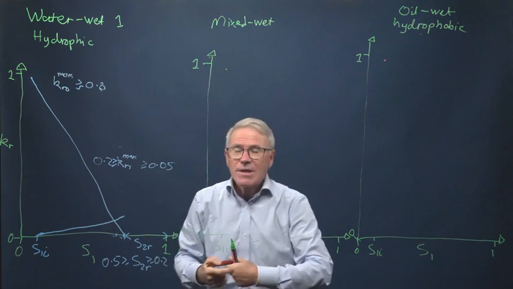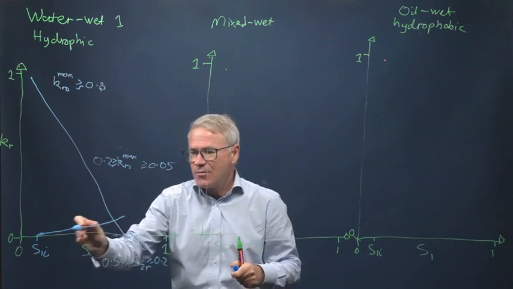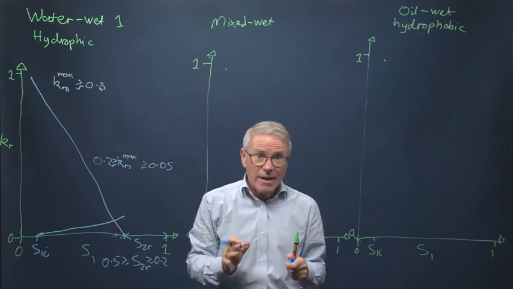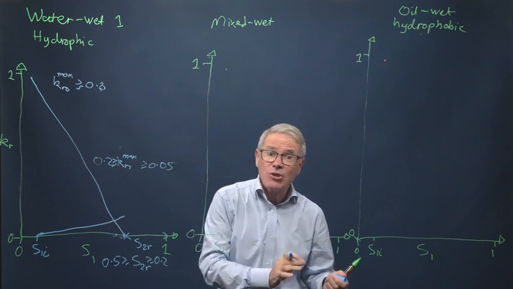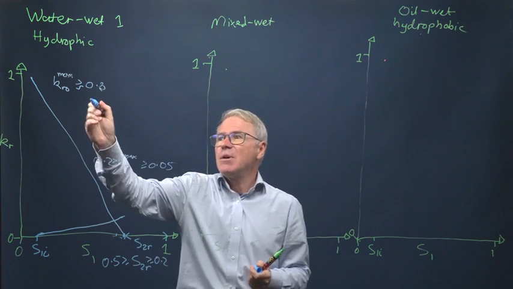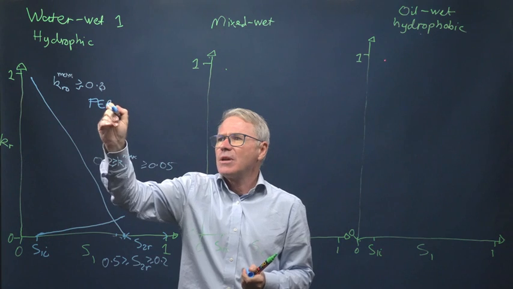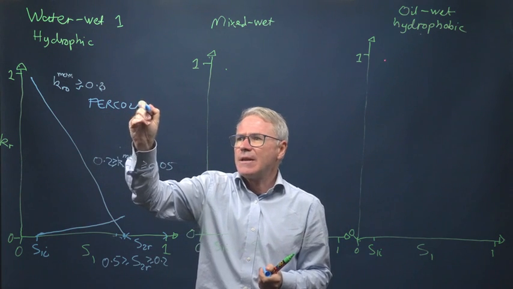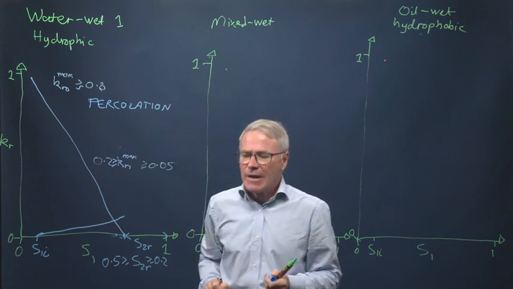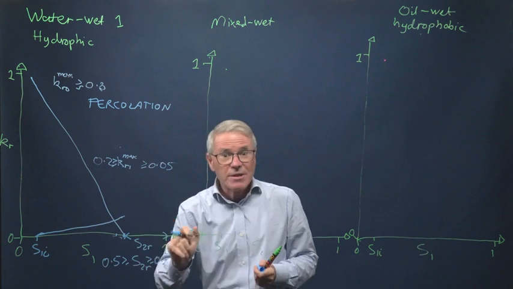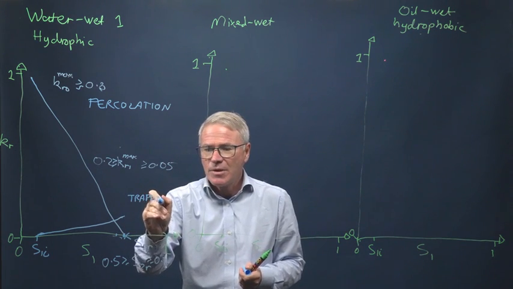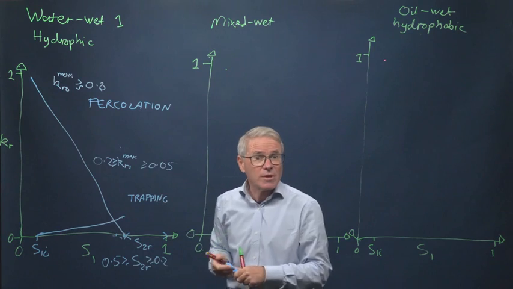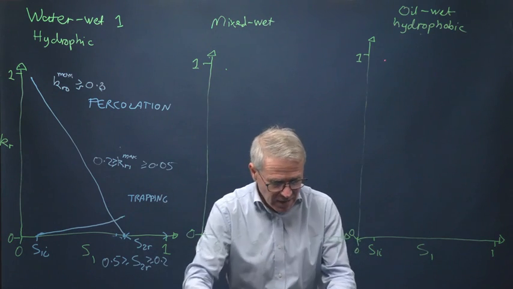The other thing I want to say here is that we see this rather low wetting phase 1 relative permeability, and that's because it's a percolation displacement. So this is percolation-like, and I'm going to talk about that a little bit later. Okay, percolation-like, and of course we're just seeing trapping as well. We're seeing significant amounts of trapping of the non-wetting phase. So these are the 2 points I want to emphasize.